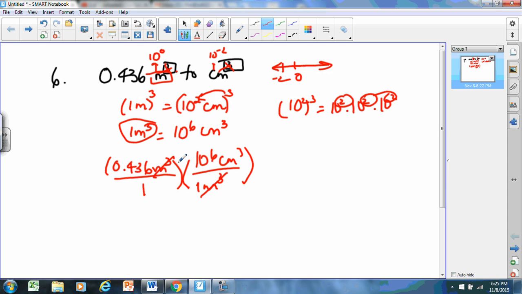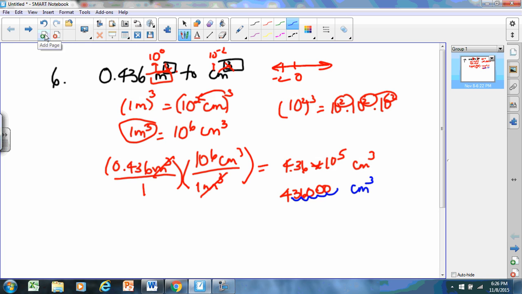And 0.0436 times 10 to the 6th is, my worksheet says 4.36 times 10 to the 5th cubic centimeters. The calculator might say 436,000, which is an equivalent representation, because we know that if we take this decimal place and slide it 5 times, we get the same answer. And either one of these two answers I would take.